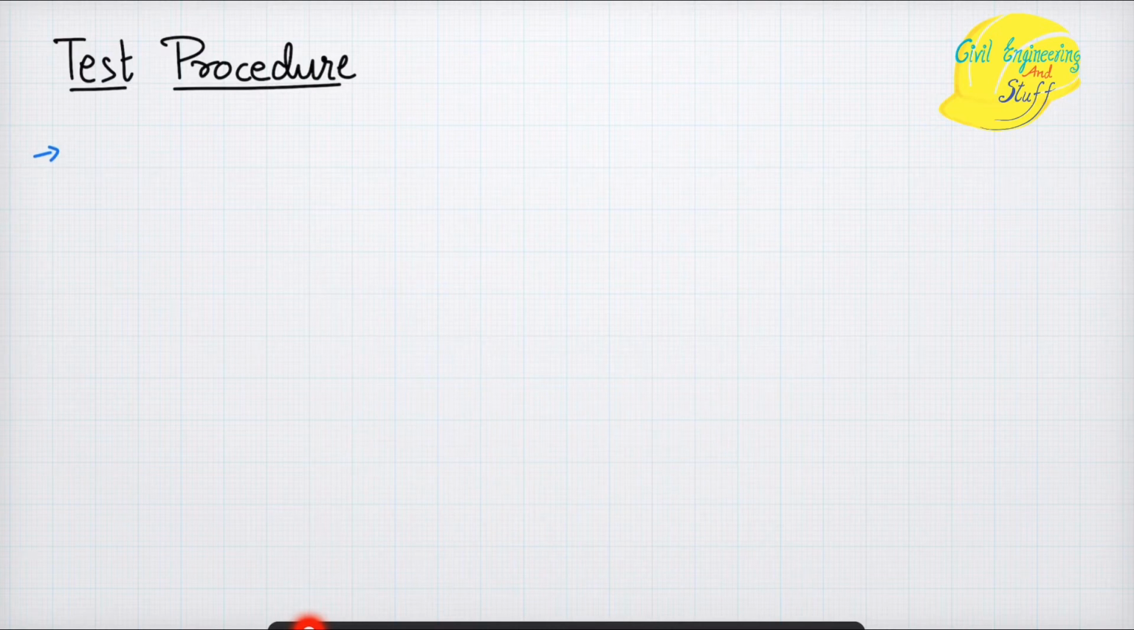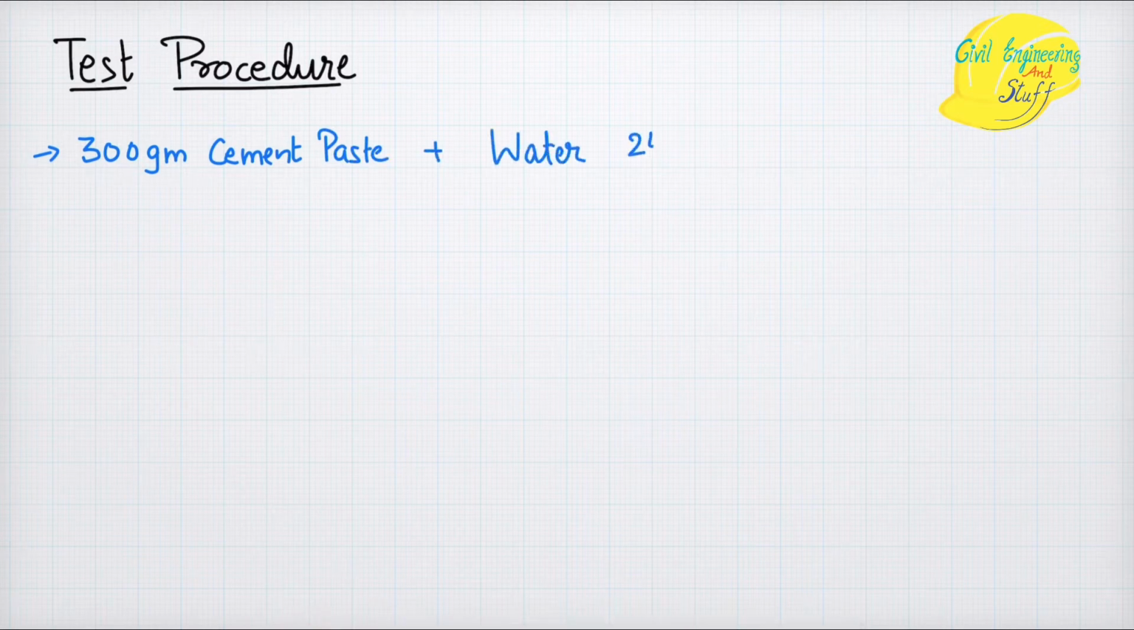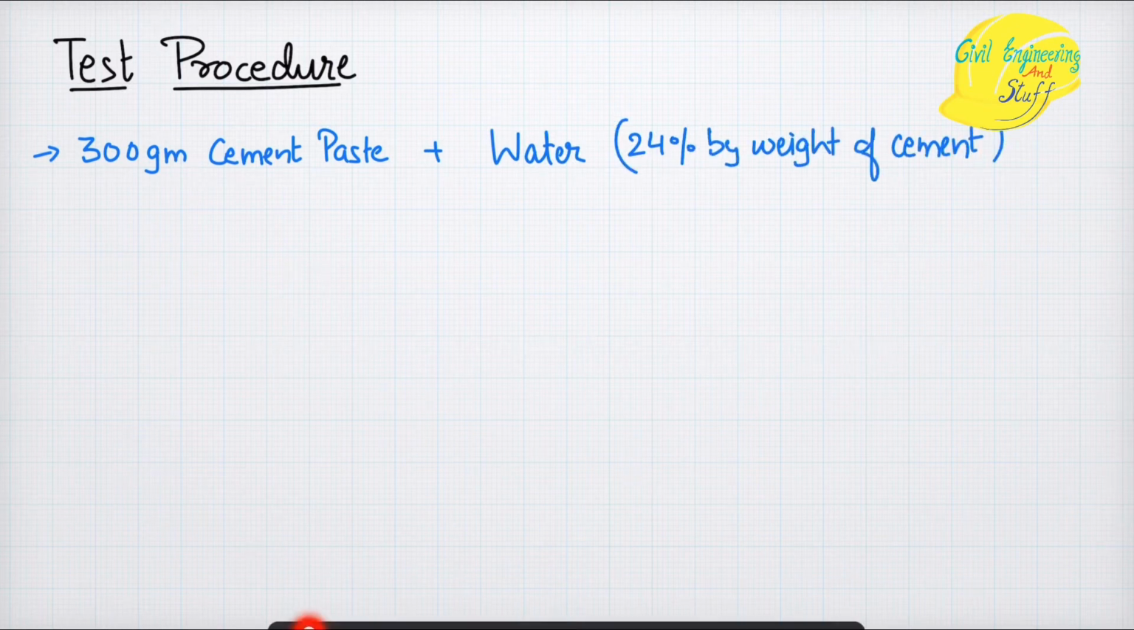Now let us discuss the test procedure. So in the test we take 300 grams of cement, and in that we add a certain quantity of water. So in the first trial, we take 24% of water by weight of cement, right?